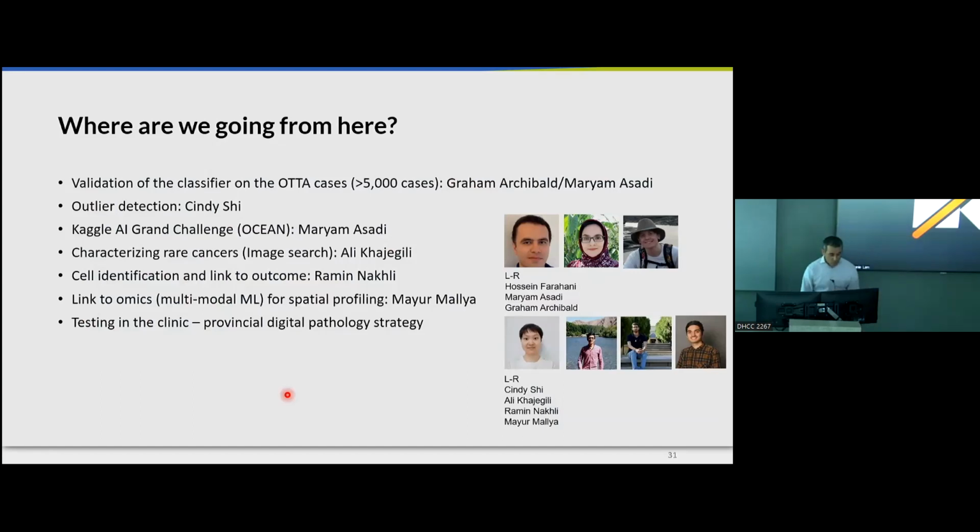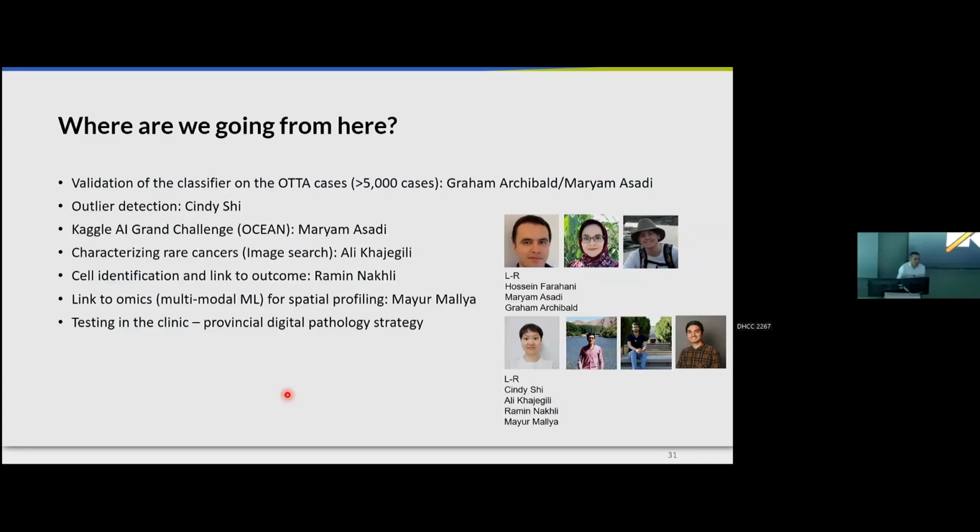So we are actually trying to launch an AI grant challenge on some of these data. Hopefully later this year that will come out. I think this is the largest AI challenge on ovarian cancer in histopathology. It is hosted by Google. Now we're working on the agreements with BC Cancer and also Google to make that happen.